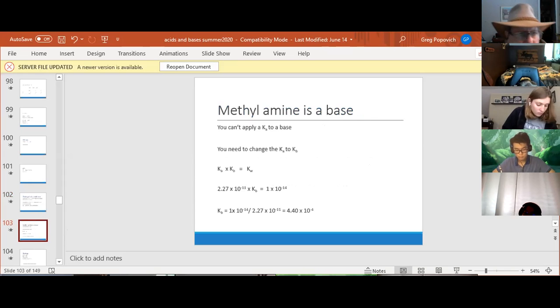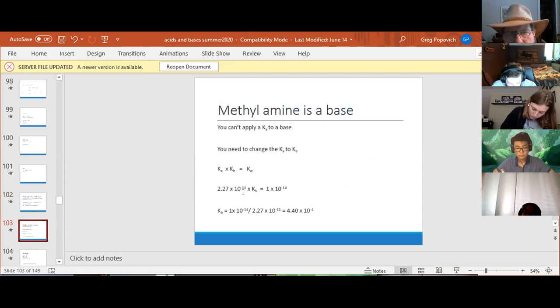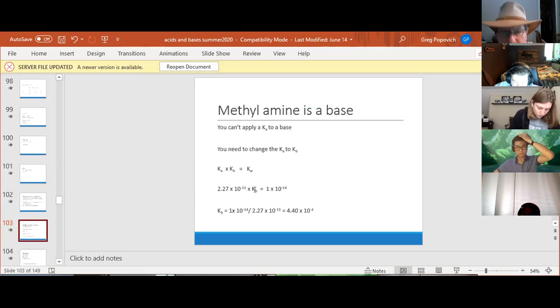I take my Ka, which was 2.27 times 10 to the 11th. If I multiply that by Kb, I get 1 times 10 to the minus 14th. In this way, I can generate a Kb of 4.40 times 10 to the minus 4th. Are you with me in terms of what we have to do? And are you with me in how I did it?